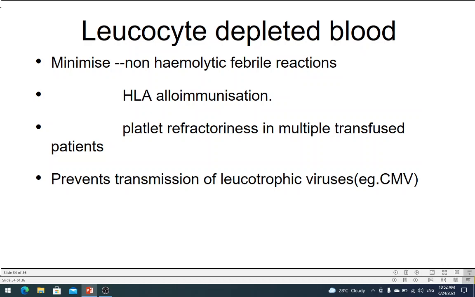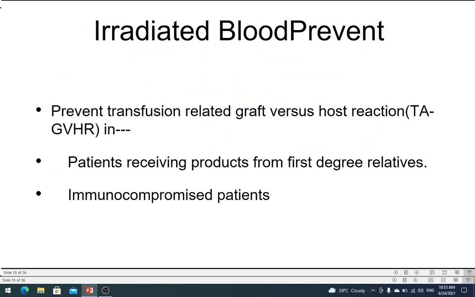The other advantage is when the donor has cytomegalovirus. This blood can be used after removing the leukocytes, because cytomegalovirus is a leukotropic virus, isn't it? So when you remove the leukocytes, cytomegalovirus is also removed. So this is another indication where you use leukocyte depleted blood.